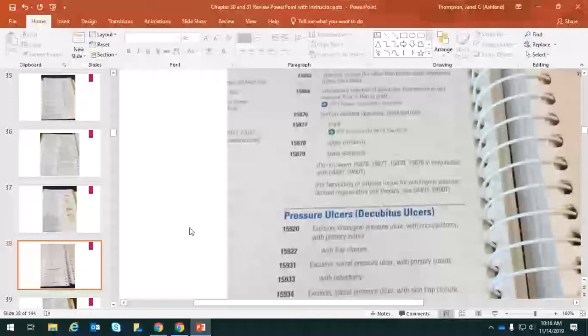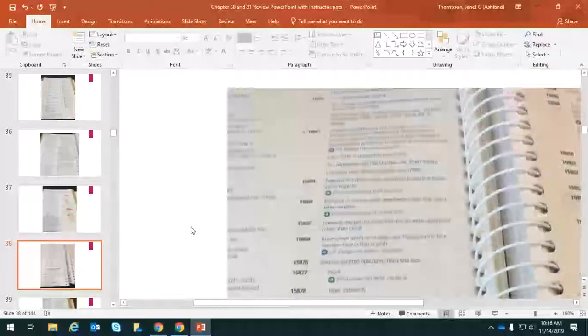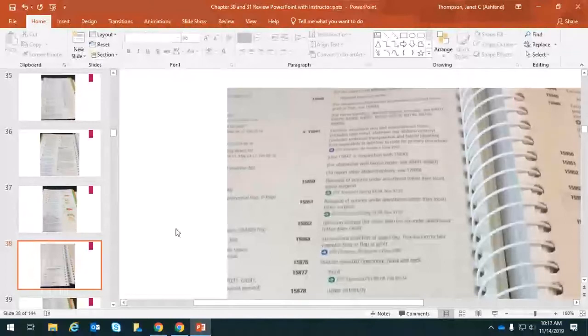Let's see, our next code set, I skipped ahead here, 15865. So I'm skipping over the skin replacement, skin transfer, tissue transfer section. I don't want to spend a whole lot of time. We're going to be looking at this more in depth in the advanced class.